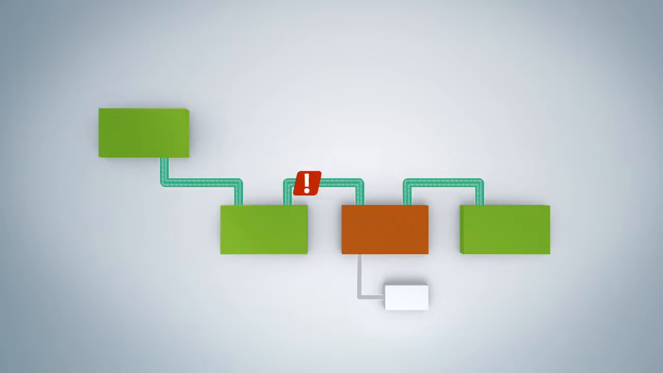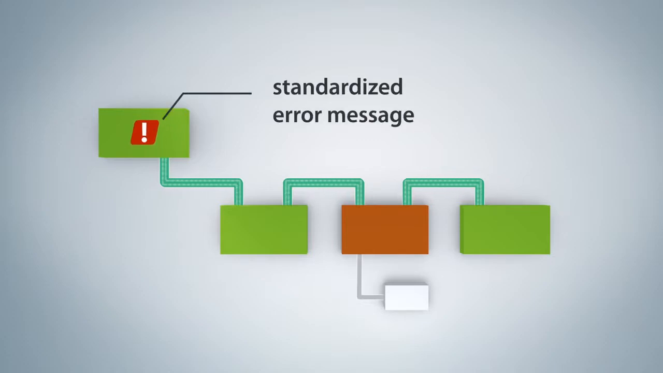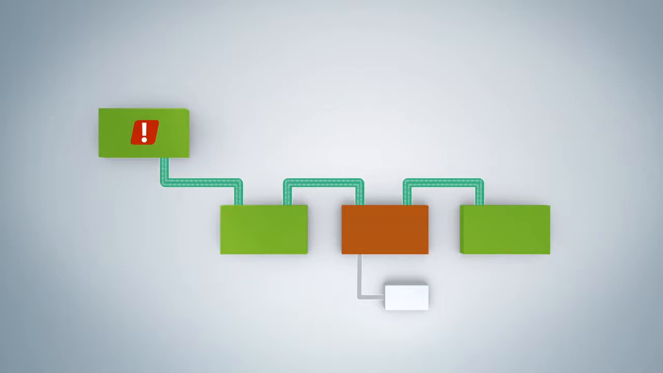First, an alarm message is sent from the device to the controller. This means that there is a standardized error message both in the device and the controller. The quality of the error message is always the same, regardless of the tool used.